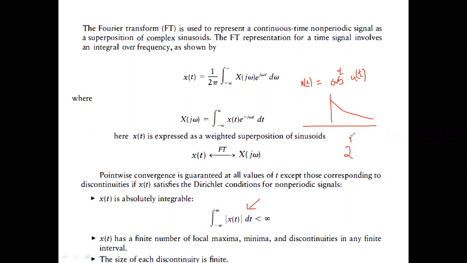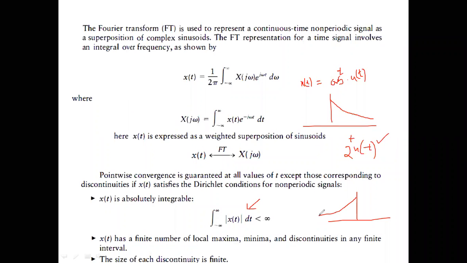Or take 2 to the power t into u of minus t. This is growing toward the right, but because of u of minus t it exists only on the left side, where it is decaying. So this also will have the Fourier transform.